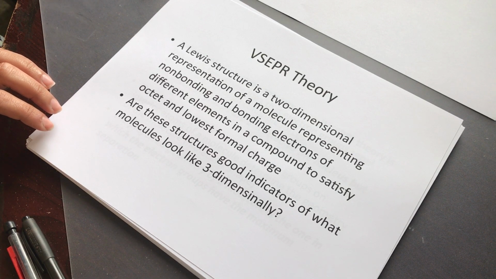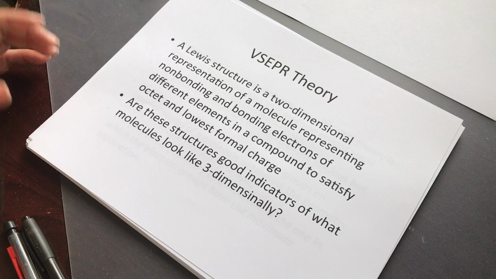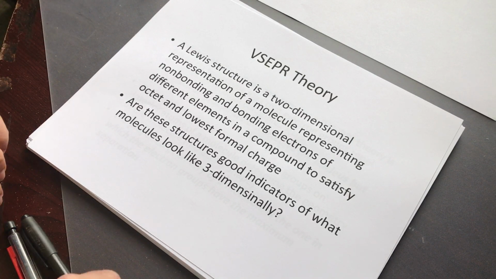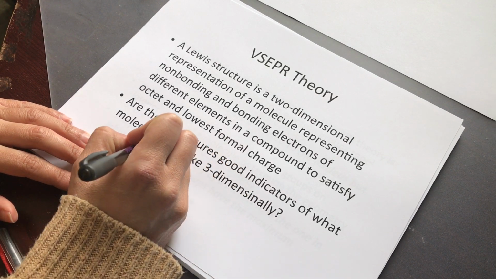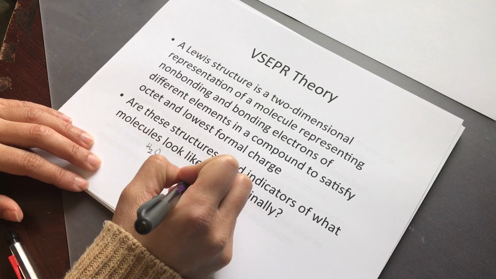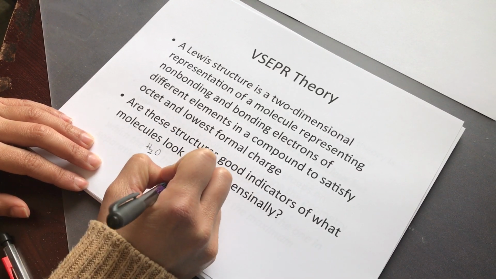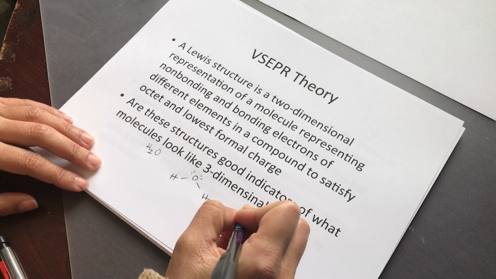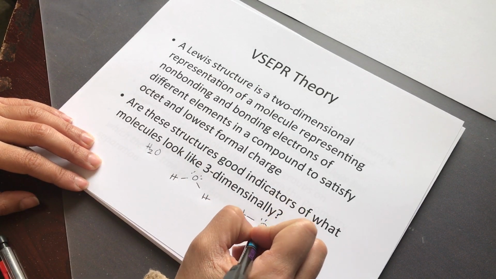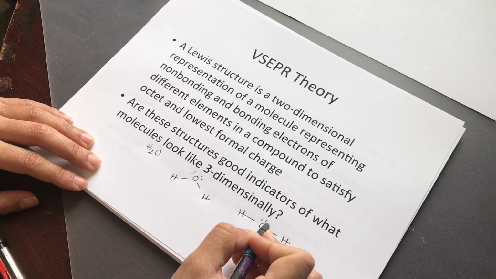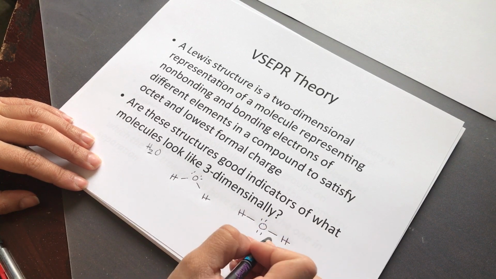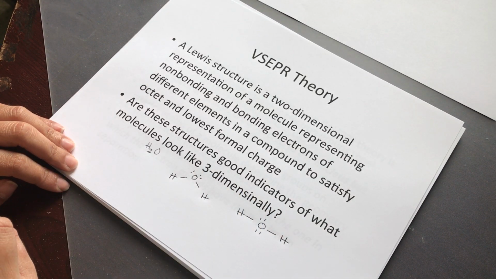Now, are these structures good indicators of what molecules look like three-dimensionally? Good example is, let's do the Lewis structure of water. We have oxygen bonded to two hydrogens, right? Now, a lot of the time students will draw this, right? You have your oxygens and your two hydrogens, each follows the octet, and you have your total electrons.